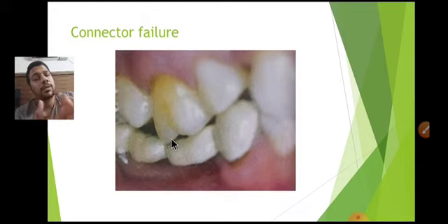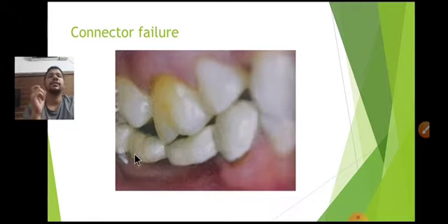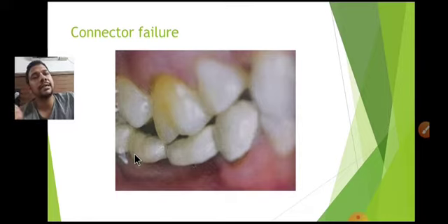enameloplasty, so that some amount of enamel can be trimmed off and you can reoccupy the space which is lost. If it is severe like this, then you can send the patient for an intentional RCT followed by a short crown. When you give a short crown at this level, you will get more space to accommodate your FPD with a good amount of thickness for your connector, which will in turn give you longevity for your restoration.